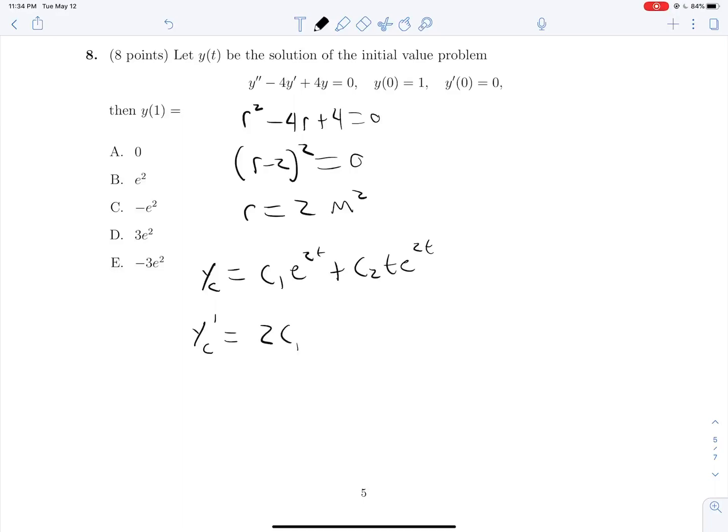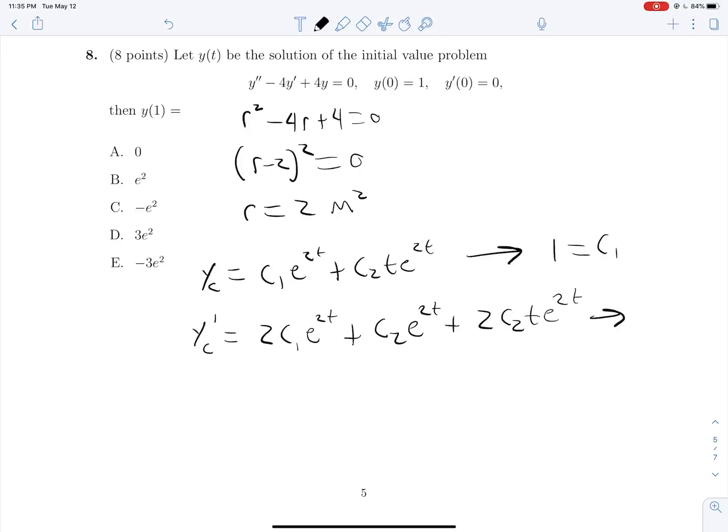That's 2c1 e to the 2t plus c2 e to the 2t plus 2c2t e to the 2t. Okay, y at 0 is equal to 1. We can plug that in right here, and what do we get? We get 1 is equal to c1. That's all we get, because this t will make that entire bit of that equation 0.